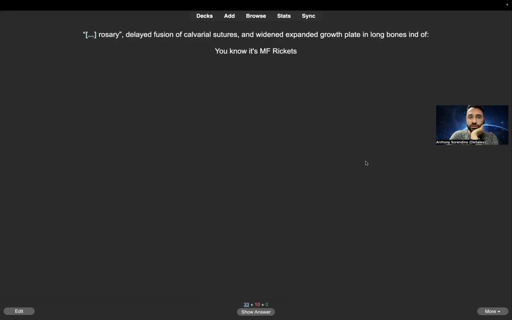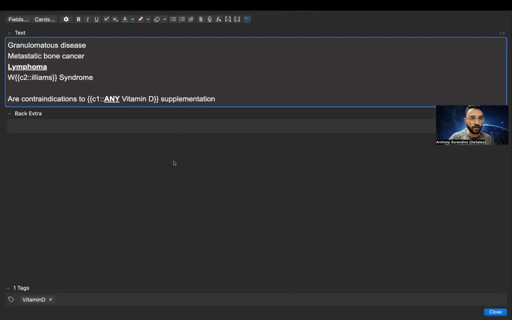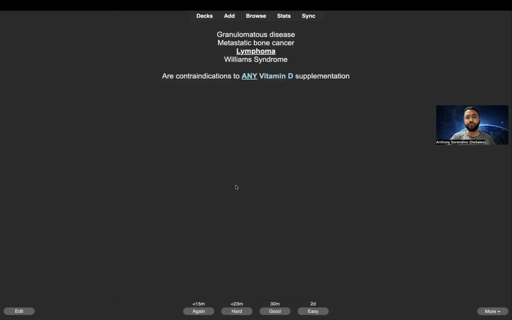Blank rosary, delayed fusion. So this is what you see for rickets. It's rachitic or something? Yeah, rachitic. We'll take that. But know that that's for rickets. Granulomatous disease, lymphoma, Williams syndrome are contraindications to vitamin D. Yeah, that's pretty important. I do have some more cards there. Lymphoma.